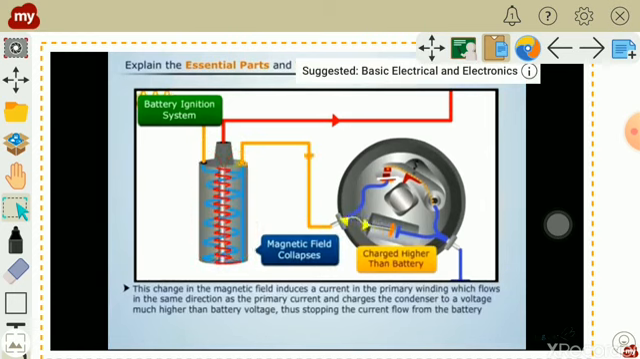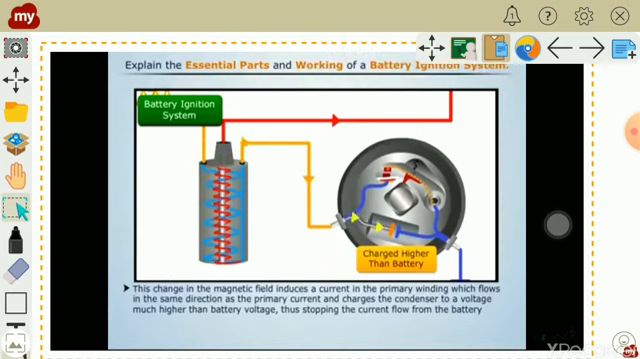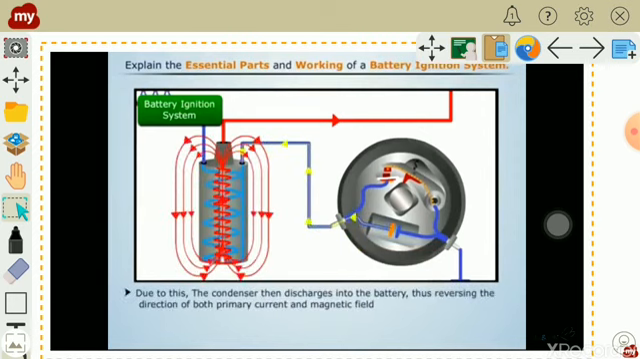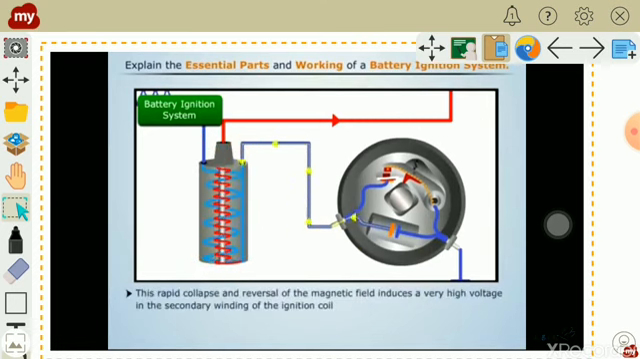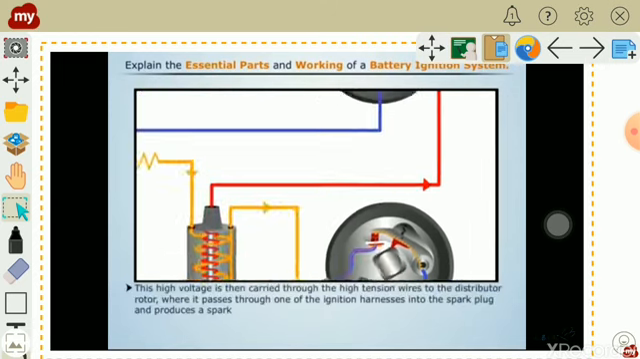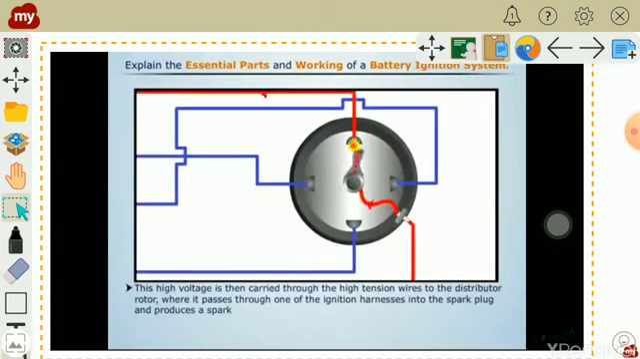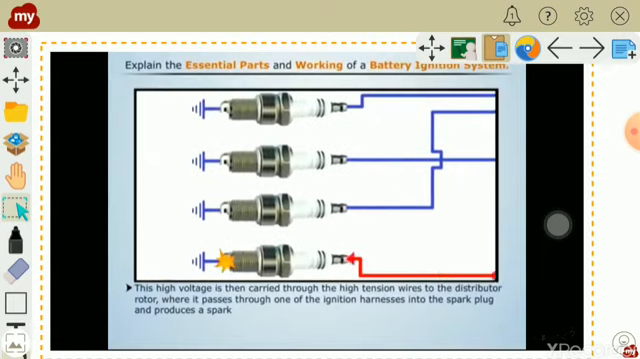This change in magnetic field induces current in the primary winding, which flows in the same direction and charges the condenser to a voltage much higher than the battery voltage, thus stopping the current flow from the battery. Due to this, the condenser discharges into the battery and thus reverses the direction of both the primary current and the magnetic field. This rapid collapse and reversal of the magnetic field induces a very high voltage, and this high voltage is forwarded towards the distributor through the secondary winding, and from the distributor towards the spark plug. Now this is how the battery ignition system works. I hope you understand the concept of the battery ignition system.